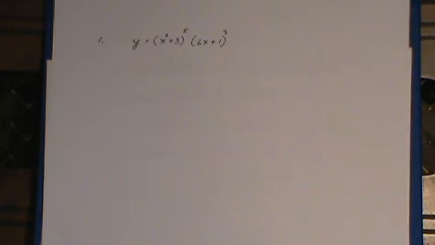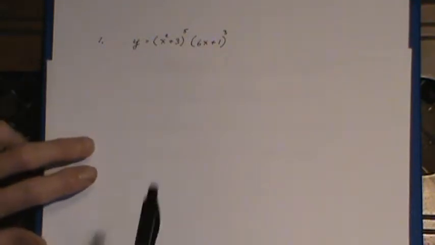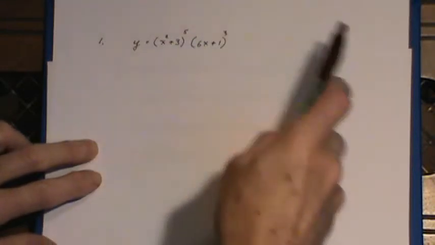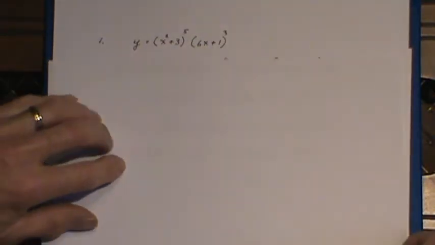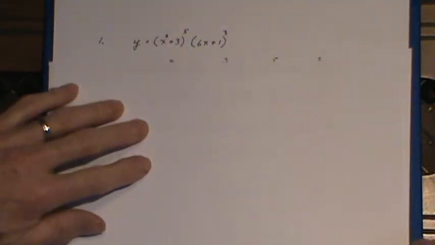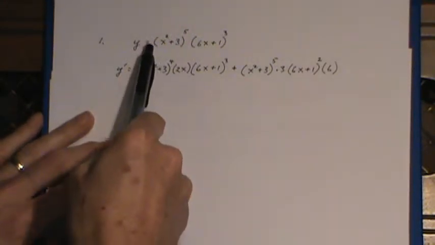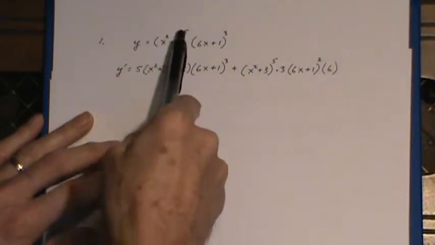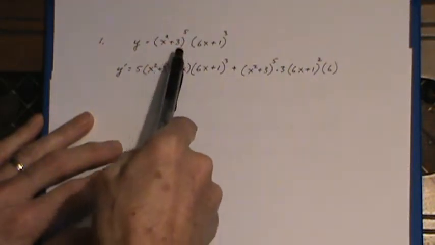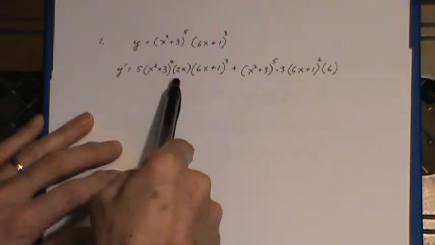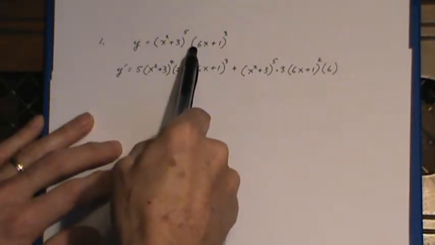In this video, I'm going to take a look at how we take the derivative of an expression that consists of a product of two functions. The product rule is a fairly straightforward rule in that you take the derivative of the first term here, and that involves the chain rule, 5 times this to the fourth, times the derivative of what's inside, times the second.